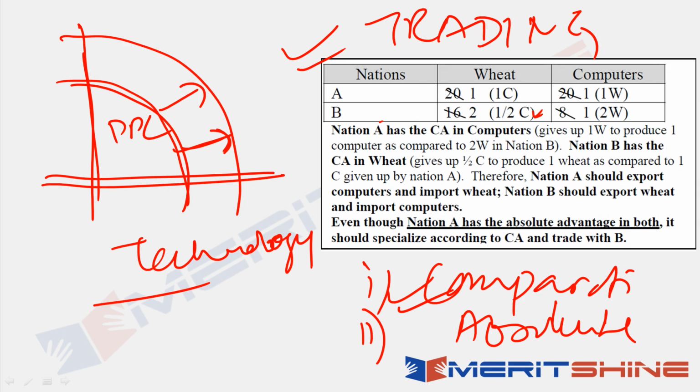Whereas if you look at this, there were two wheat which B had to forego to produce a computer, whereas nation A had to forego only one wheat to produce a computer. So who will keep producing computers? Definitely, country A will keep producing computers.